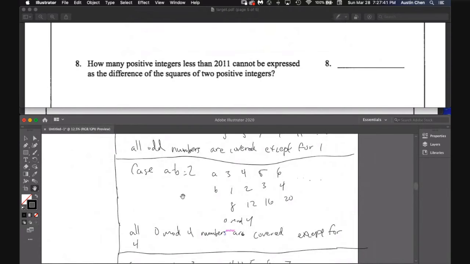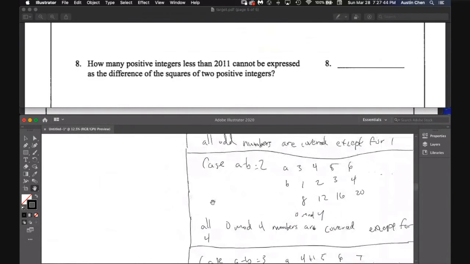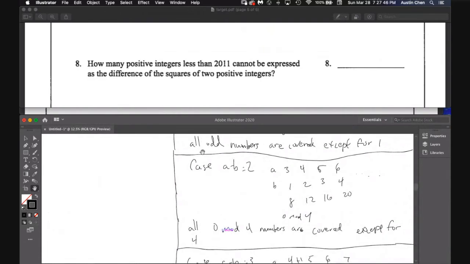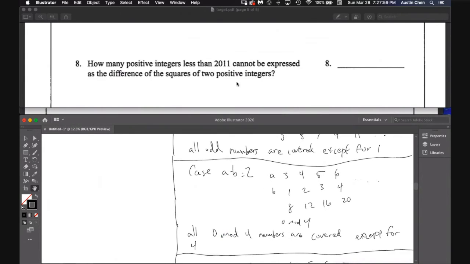We can see what we wrote down. The numbers that can be expressed as a difference of squares will be all odd numbers except for 1, and all numbers divisible by 4 except for 4. So now we had to count what positive integers less than 2011 cannot be expressed as a difference of squares of two positive integers. So we had to find the positive integers less than 2011 which are not described by these two statements.